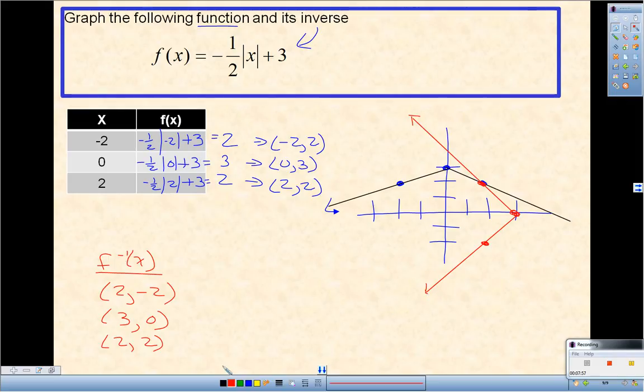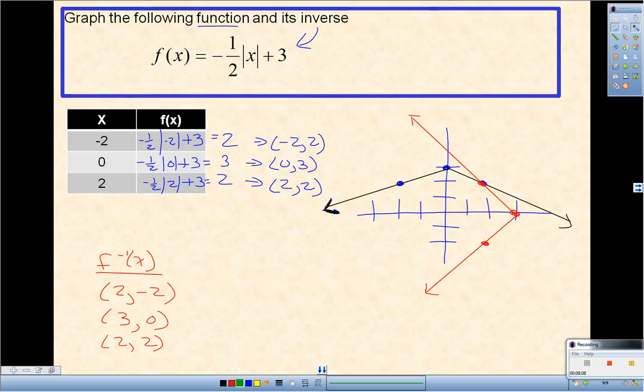But what you see here, guys, is that my original function is in black, and my inverse function is in red. Now, here's a very special characteristic of functions and inverses, and it involves symmetry. If you remember, we studied even and odd symmetry. Even symmetry is when the function is symmetric about the y-axis. Odd symmetry is when the function is symmetric about the origin.